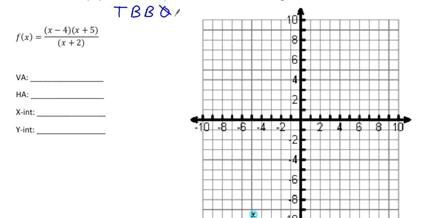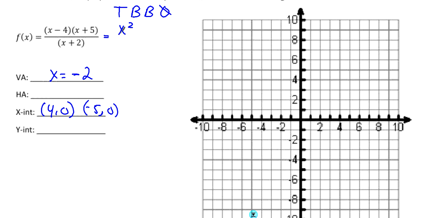Okay? Nothing's changed there. So of course the top gives us our x-intercepts. So our x-intercepts are at (4, 0) and (-5, 0). Okay, so the top setting equals 0 gives us our x-intercepts. The bottom gives us our vertical asymptote. We have one at x = -2. Okay, our horizontal asymptote comes from both the top and the bottom.